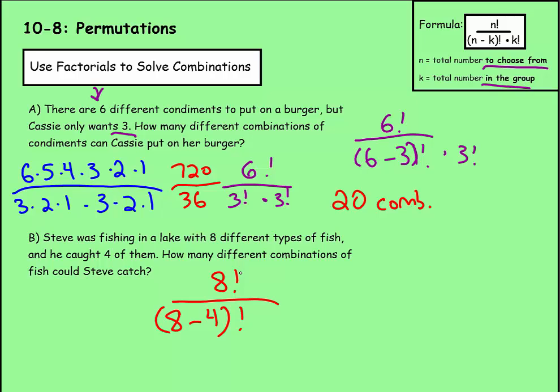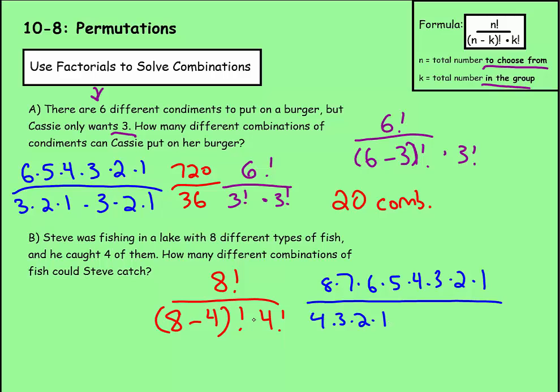Factorial of that. And then the number in his group was 4, so we'd have the factorial of 4. Running that out, we'd have 8 times 7 times 6 times 5 times 4 times 3 times 2 times 1 over 8 minus 4 is 4, so the factorial of 4. 4 times 3 times 2 times 1 times another factorial of 4. Multiplying that across, we have 40,320 over 576. And that's going to give us an answer of 70, so 70 total combinations.